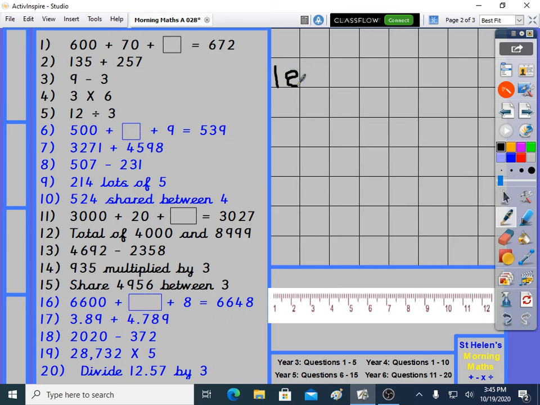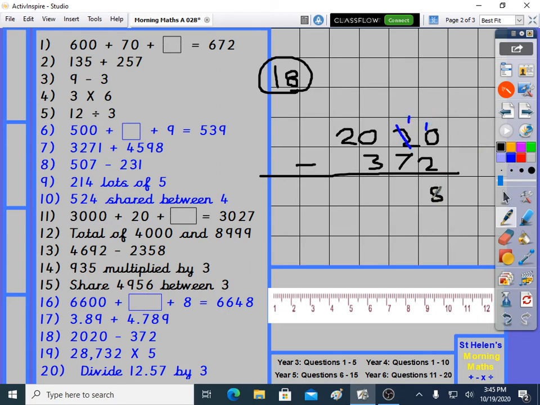2020. I wonder if it's the year 2020 when you're doing this. 2020 take away 372. 0 take away 2, we can't do. Get some help. 10 take away 2 is 8. 1 take away 7 we can't do. We tried to get some help from the 0, but there's none, so we get some help from the 2. 10 goes down to a 9. 11 take away 7 is 4. 9 take away 3 is 6. And that very small one is actually worth 1,000.